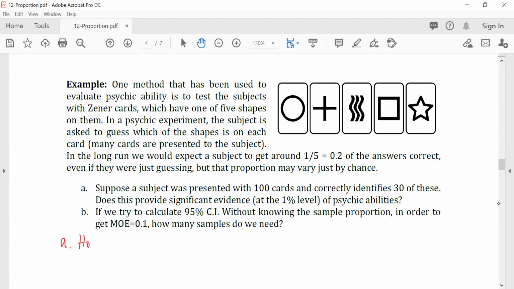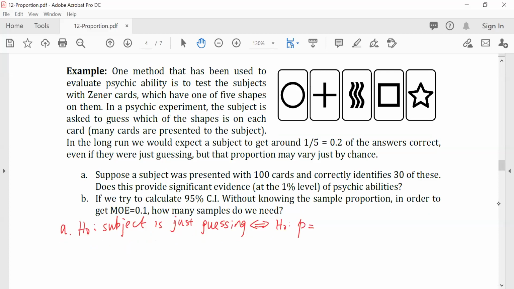So the first step, establish the null hypothesis and alternative hypothesis. Remember, we said the null hypothesis is always going to be something with the equal sign. That's nothing is new, nothing is happening. So the null hypothesis is the subject is just guessing. The subject doesn't have any psychic abilities. He or she is just randomly guessing those symbols. So that means the proportion that he could get it right is 0.2 because there are 5 different symbols.